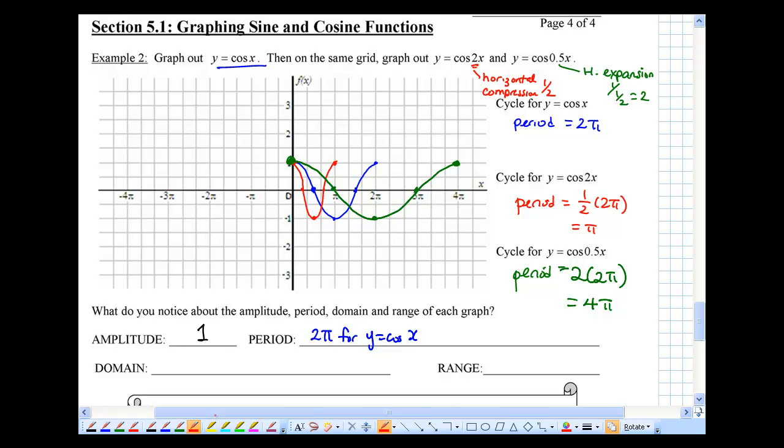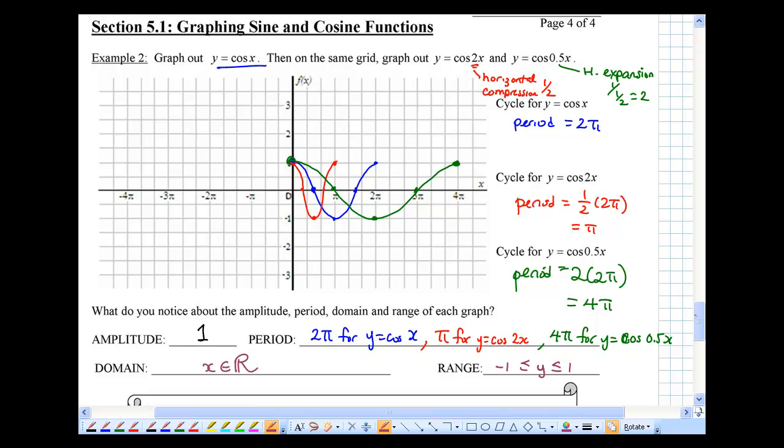It seems to be just pi for y equals cos 2x. And it's 4 pi for y equals cosine 0.5x. Domain, I hope you know I just drew one cycle, but this repeats itself. So remember how it repeats. So the domain here would be, of course, all real numbers. And the range, it looks like that hasn't changed in each of these examples. The range is between 1 and negative 1.